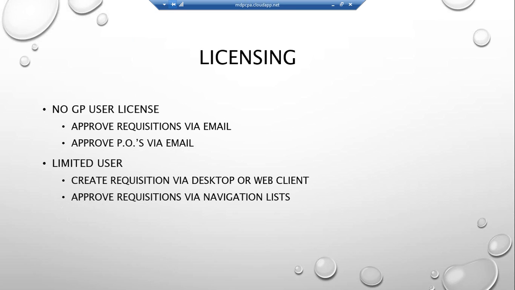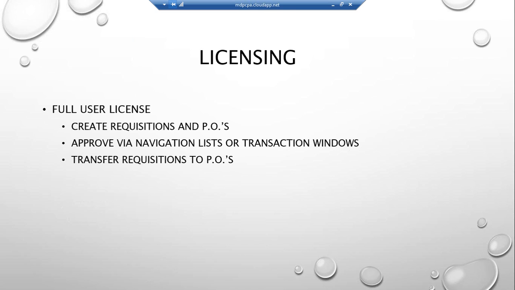A GP limited user license is required to create a requisition via the desktop or the web client. This is similar to Business Portal, which had its own kind of licensing for creating requisitions via e-requisition. This follows that model in that we're just using a limited license to create a requisition. They can still go into GP via the desktop, or they can use the web client to create a requisition that way.